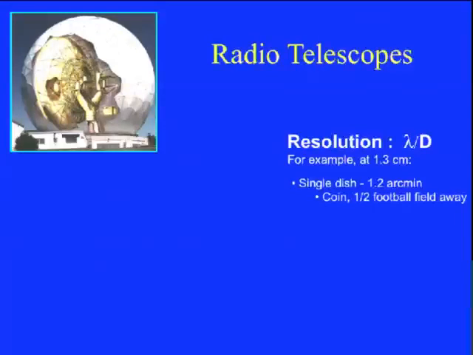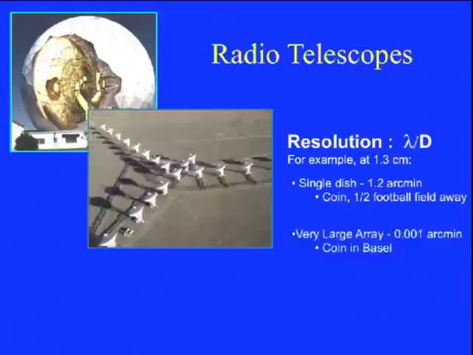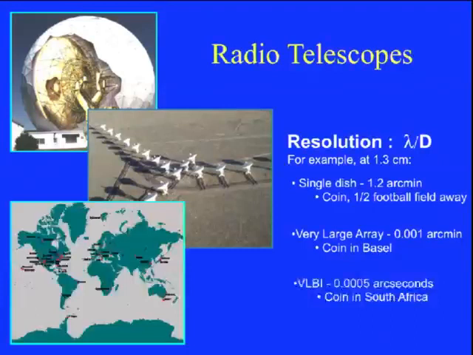So to capture an image of this object, we need to get very good resolution. And resolution is basically the wavelength of light you observe at divided by the diameter of your dish. For single dishes, you might hope to be able to resolve a coin half a football field away with radio techniques. But if you combine different dishes together, such as the Very Large Array in New Mexico, you could detect a coin in Basel. Have I got the spelling of that right? Is it Basel? Okay. So a coin in Basel, about, you know, a couple hundred kilometers away. And if you take your dishes and spread them out around the world, you can resolve a coin in South Africa. And this is at a wavelength of 1.3 centimeters.